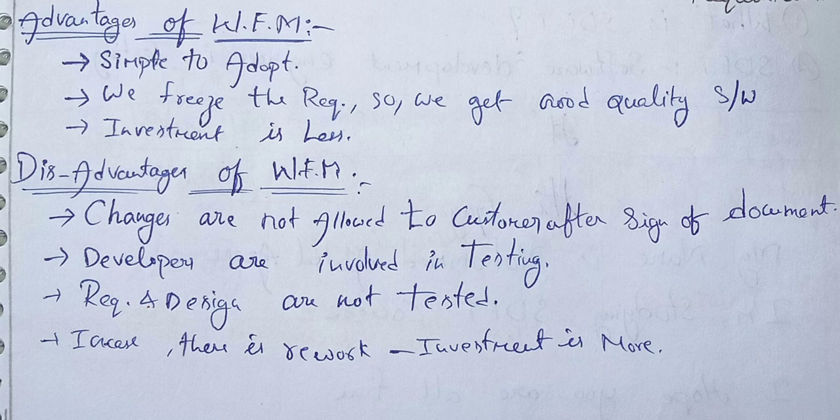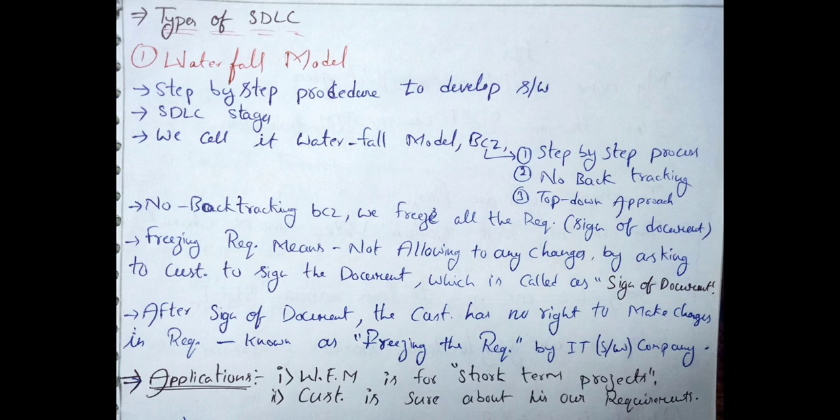Let's recap all the main important points which we discussed in this video. Waterfall model is a step-by-step procedure to develop the software, and we call it the waterfall model because it's a step-by-step process. There is no backtracking, it is a top-down approach. No backtracking because we freeze all the requirements, and freezing the requirements means we are not allowing the customer to make any changes in his requirements after the sign of document. Sign of document is nothing but an agreement between the IT company and client.